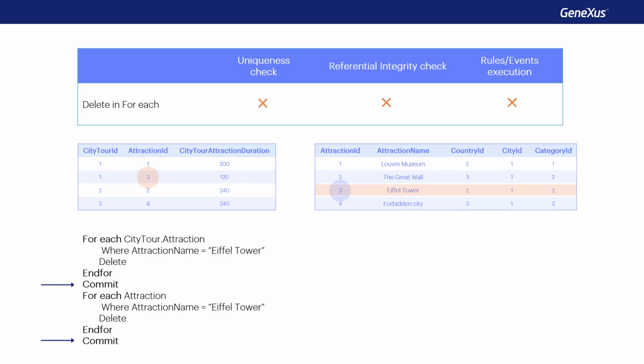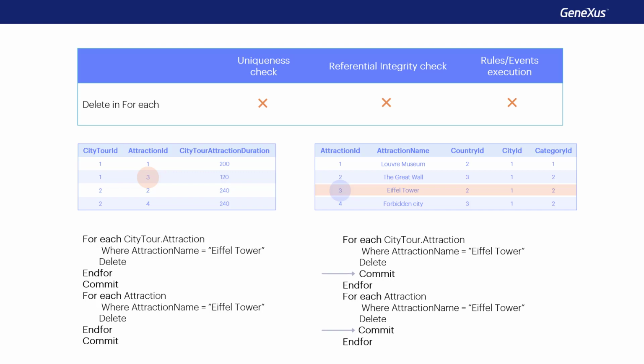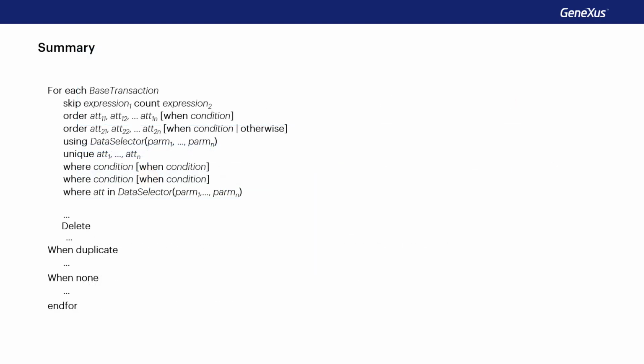Of course, we could program a commit after every for each, or even after every delete, because in this case, the for each will retrieve a single record, but there could be several records. In short, to delete records specifically through a procedure, we have the delete command that must be used within the for each command. The deletion will be of the record of the for each base table in which it's positioned in each iteration.